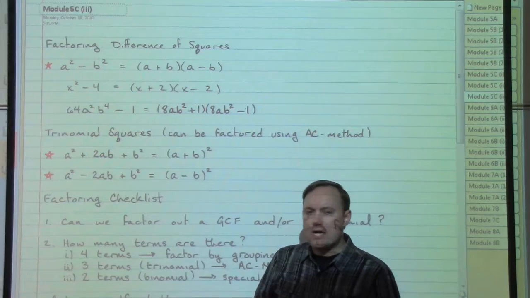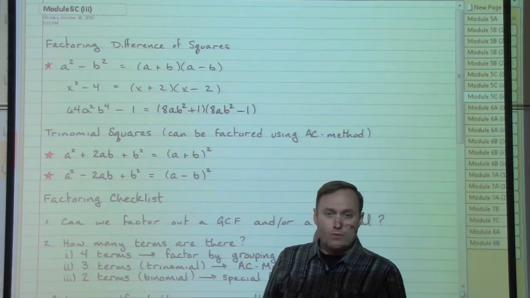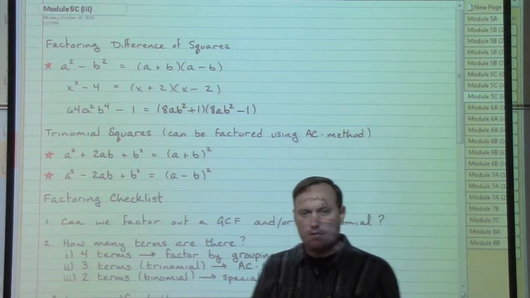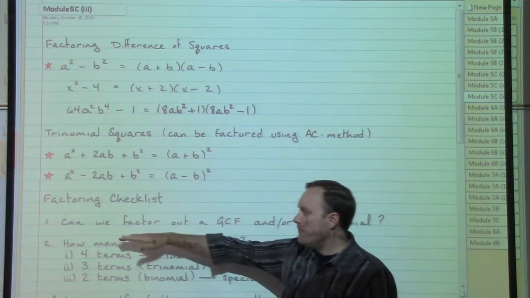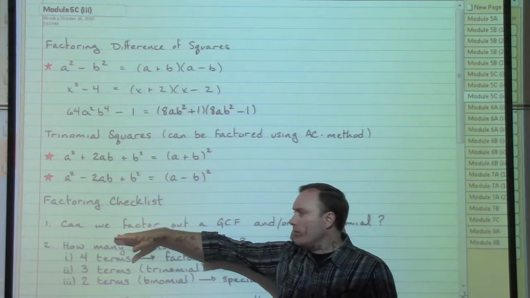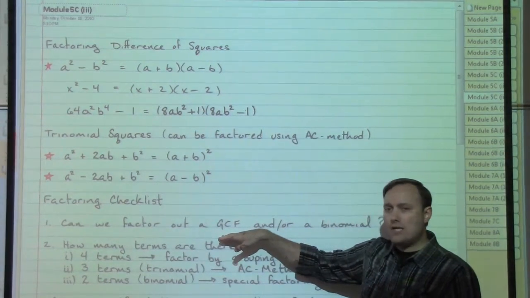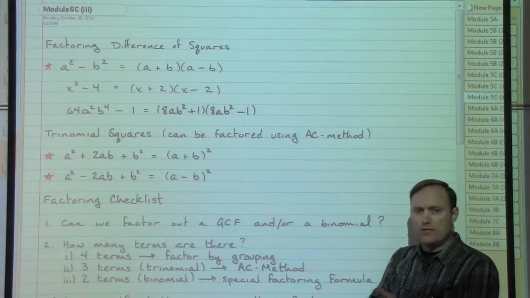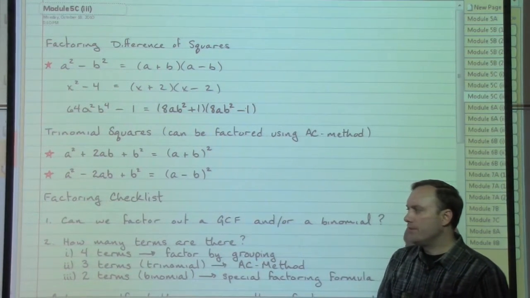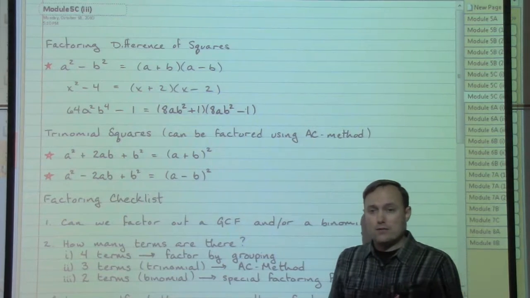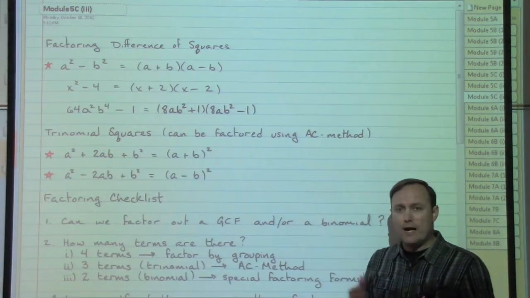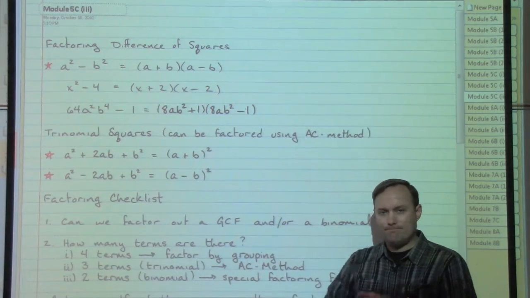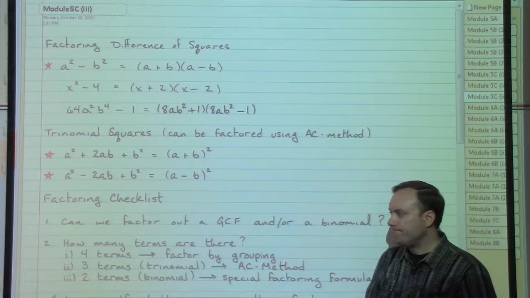Talk about a factoring checklist here, which basically just goes through in the order that we had discussed things, starting with, when we see a problem, can we factor out a greatest common factor, or do we see one of those binomials that we can just go ahead and yank out to the front? If there is a GCF or binomial type of GCF, pull it out to the front. Get that over and done with.